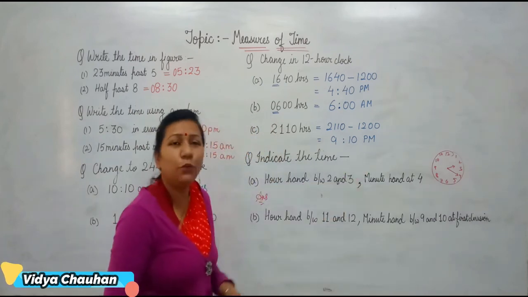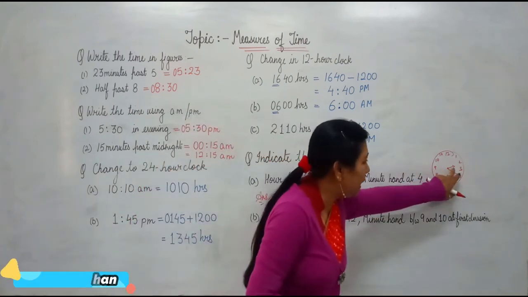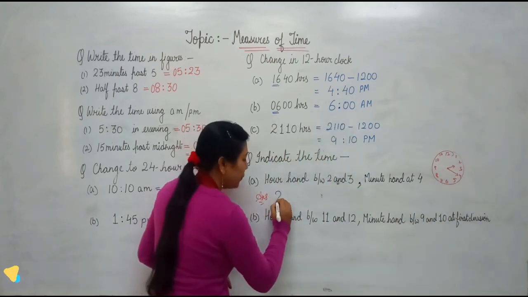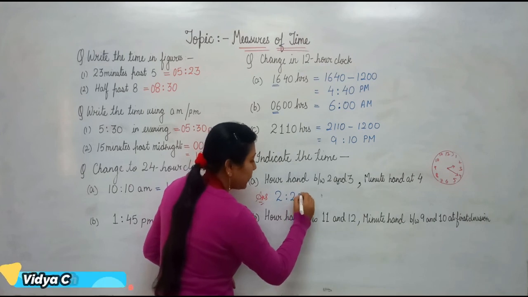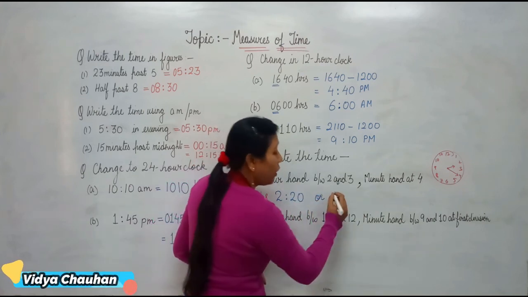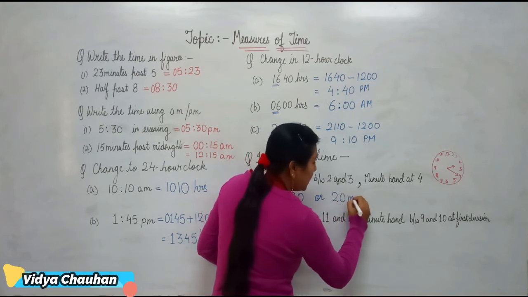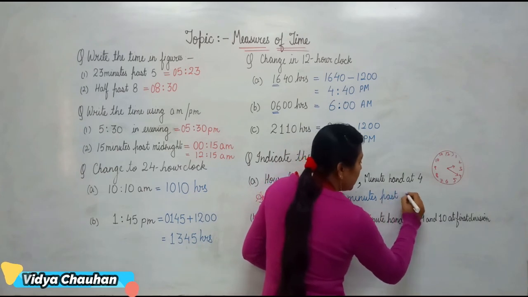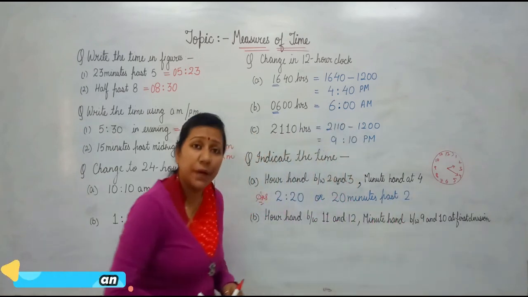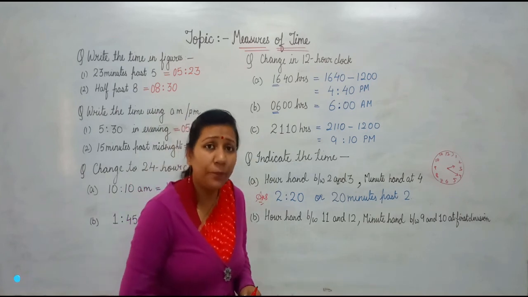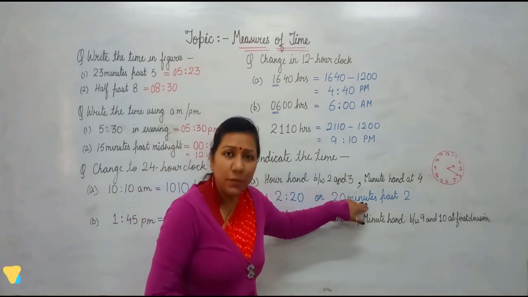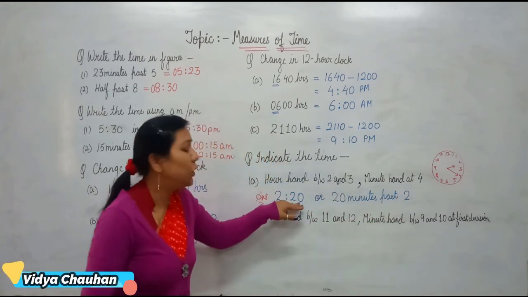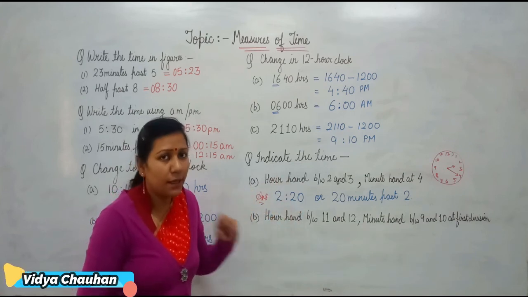So students, can you see what is the time here? Yes, the time is 2:20. Or you can also write it as 20 minutes past 2. Like we write 15 minutes past, similarly, you can write 20 minutes past 2 or you can write it as 2:20. Both ways it is correct.